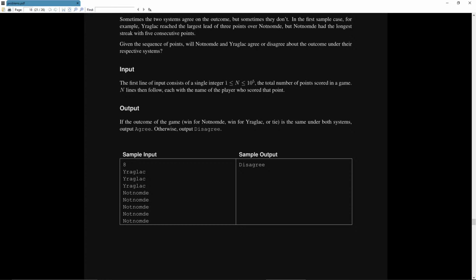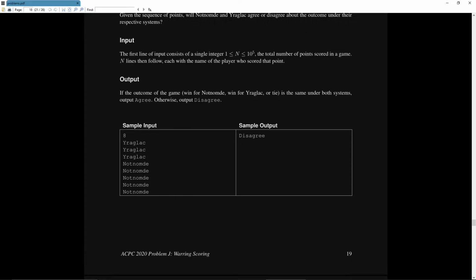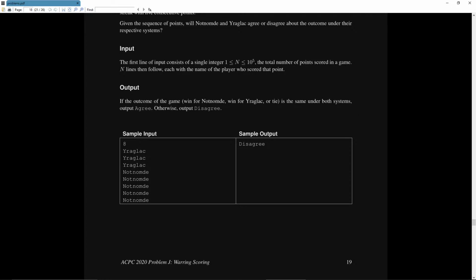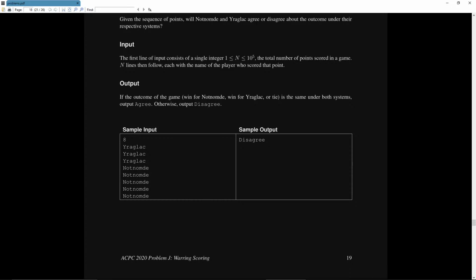So there's a whole bunch of points, because I guess Irglak and Notnomed have a lot of time on their hands. There can be up to 10 to the 5 points. And the way that it's input is just we have the name of the player who scores a point. So in this sample input, in Notnomed's system, which is the longest consecutive streak, we can see right away that Notnomed would win because he has a streak of 5 as opposed to 3.